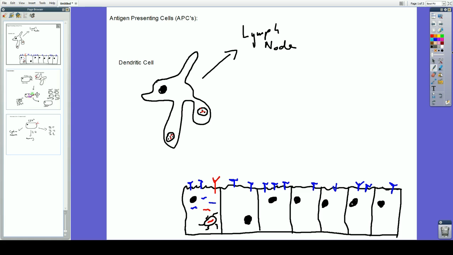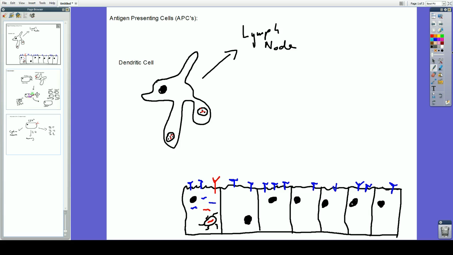Today we're going to talk about antigen presenting cells and how they're responsible for activating T cells. Antigen presenting cells can take many different forms, but the most common one that we know about and the most effective one we know about is the dendritic cell. The dendritic cell is the only one we really know that can actually process the antigen they find and use it to activate T cells.